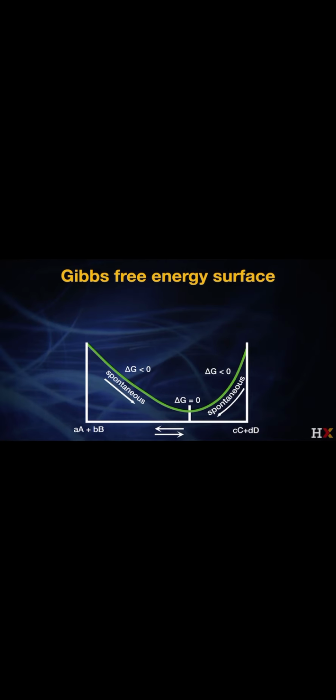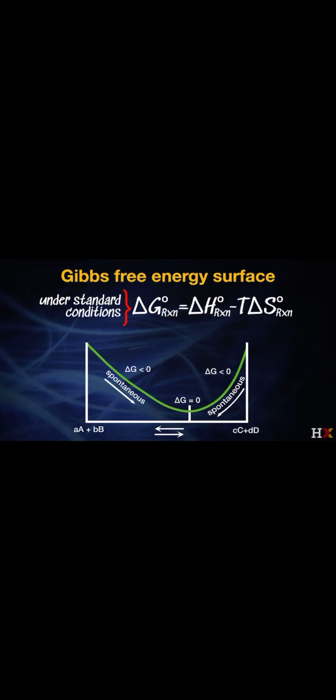Now, we know that under standard conditions we can calculate that change in Gibbs free energy as the change in enthalpy for the reaction minus the temperature times the change in entropy for that reaction. And we know that we can calculate the release of Gibbs free energy for any reaction simply by calculating delta H and delta S for that reaction.